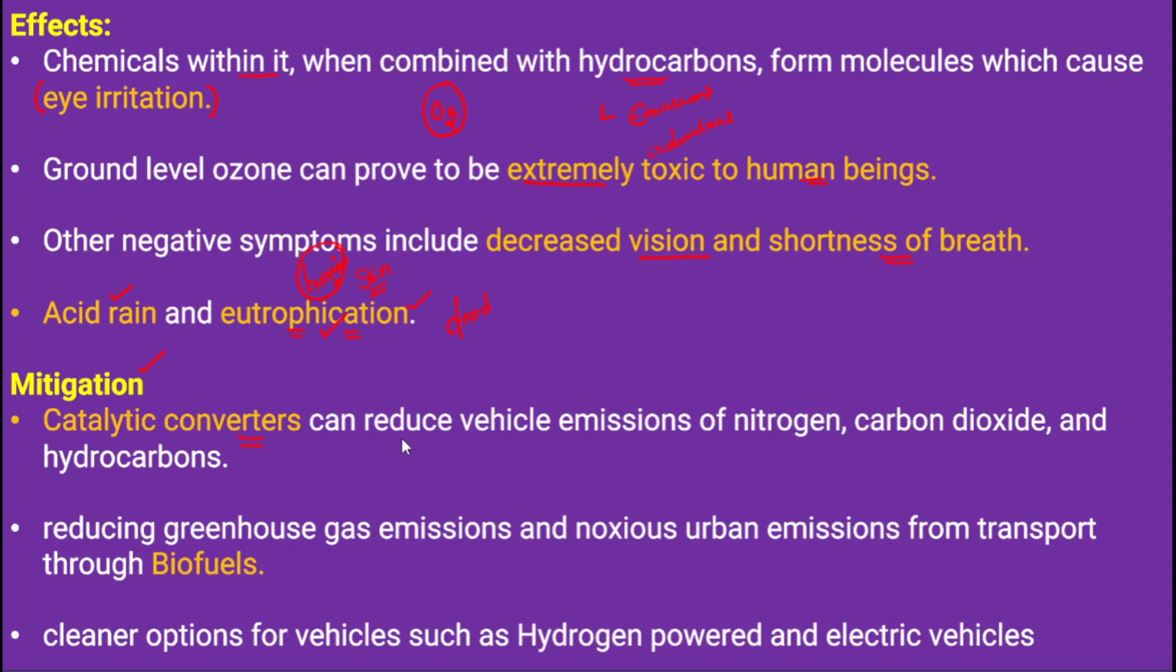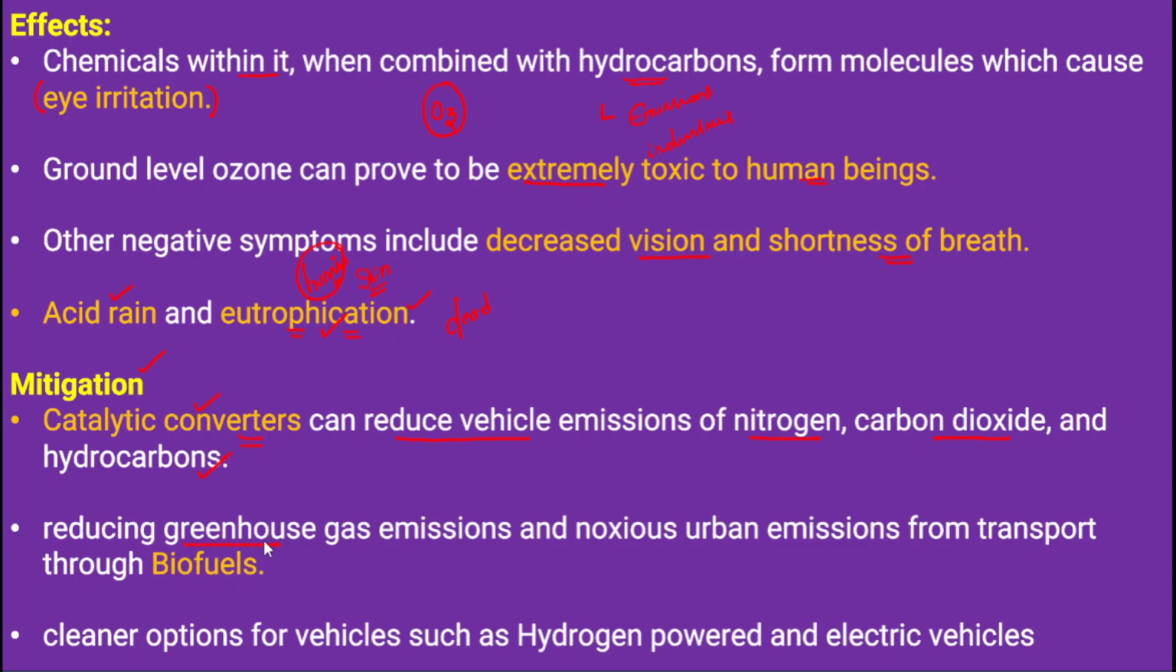So catalytic converters reduce vehicular emissions of nitrogen, carbon dioxide and other hydrocarbons. So remember, these hydrocarbons are primarily responsible for air pollution and even the photochemical smog. So when we use catalytic converters, that significantly reduces the emissions of harmful gases.